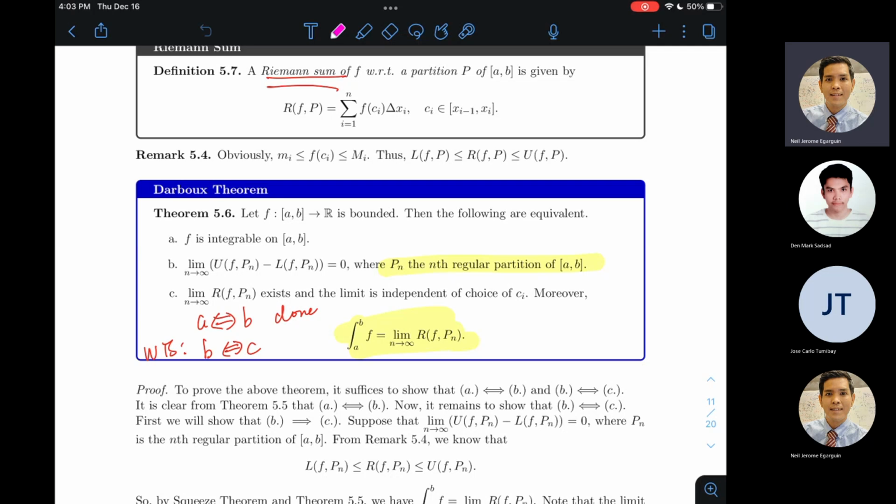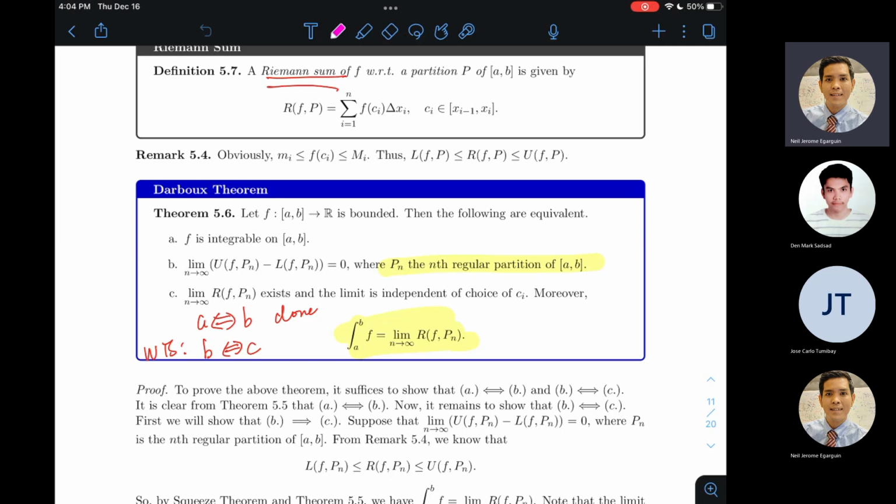So you need to submit a total of 3 or exactly 3 problems. Number 1 is required, and then you'll need to answer one problem from the derivatives part and another problem from the integrals part. So tatlo yung isasubmit nyo. I think the total is 35 points.